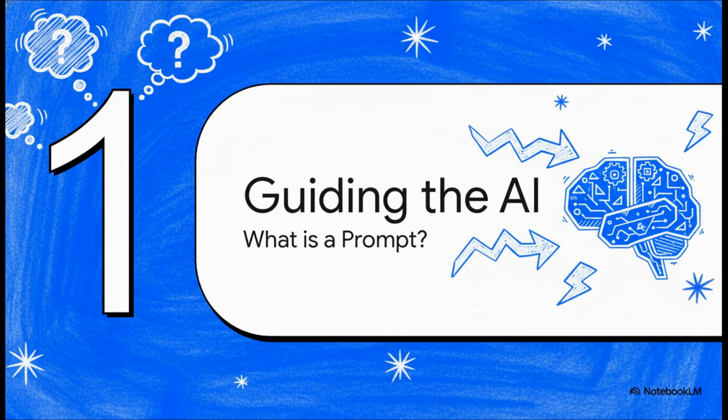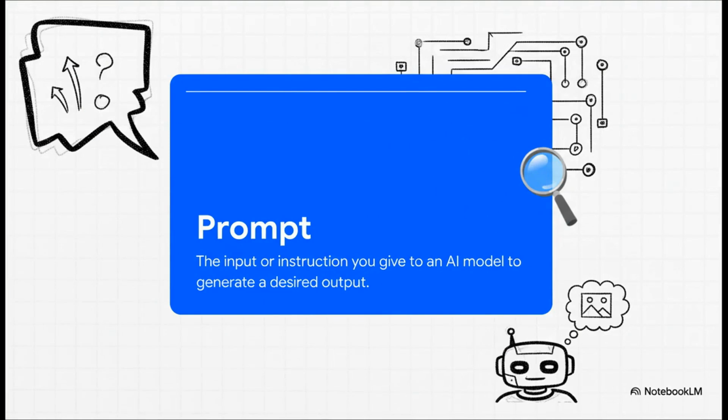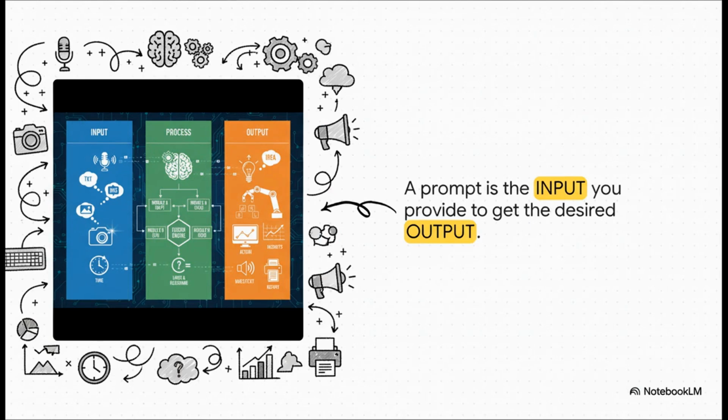Okay, so let's start with the absolute foundation. What exactly is a prompt? To put it really simply, a prompt is your side of the conversation. It's the set of instructions, the question you're asking, or maybe the context you provide to get the AI to do something for you. And this right here illustrates the idea perfectly. You give it an input, some text, an image, a question, and the AI processes that to generate an output, whether that's an idea, some code, or a detailed report.